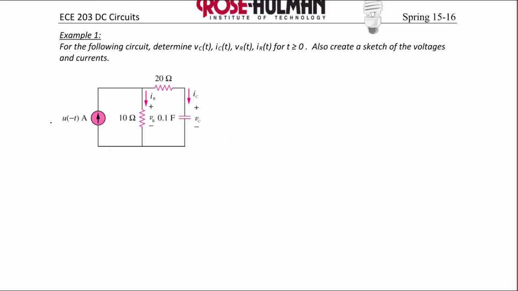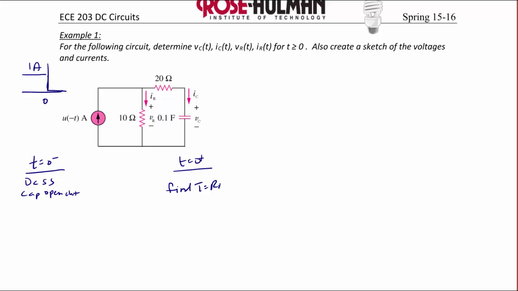Okay, so let's try example 1, U of minus t amps. Here we have a current source that is 1 amp before time 0, and it turns off at time 0. To solve this problem, we're going to draw the circuit at t equals 0 minus, DC steady state conditions, where the cap looks like an open circuit, and at t equals 0 plus. We use this circuit to find tau equal to R Thevenin times C.